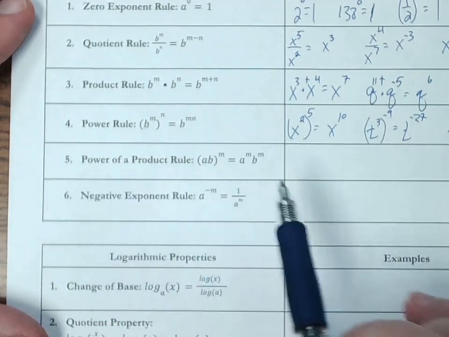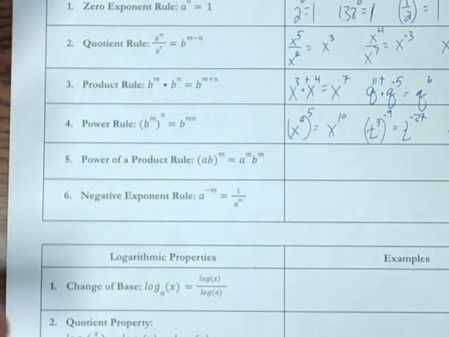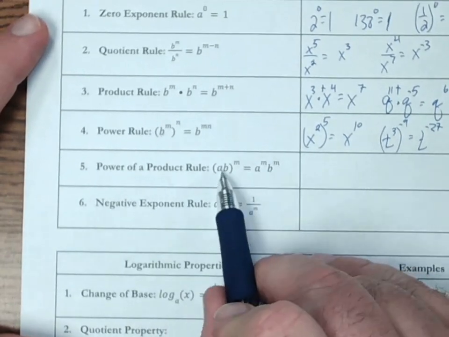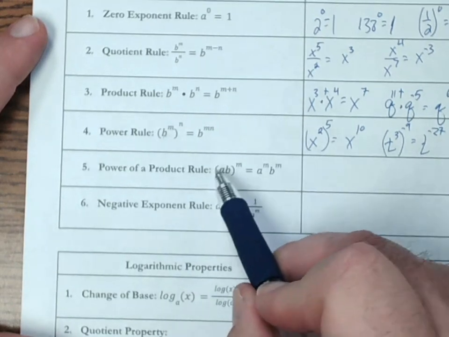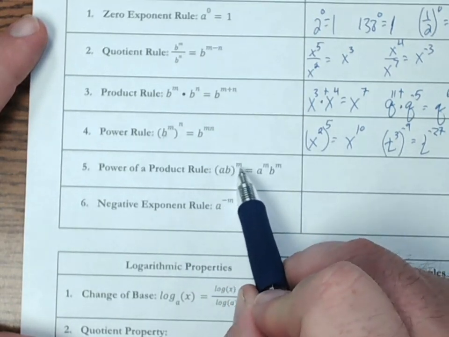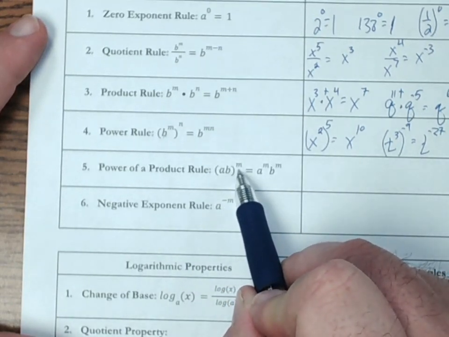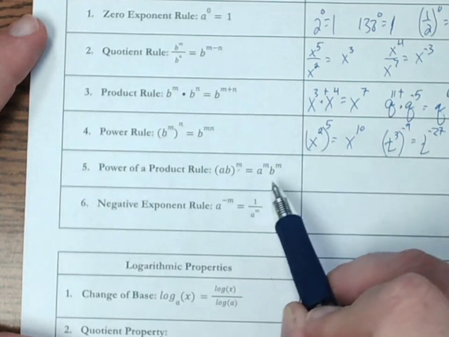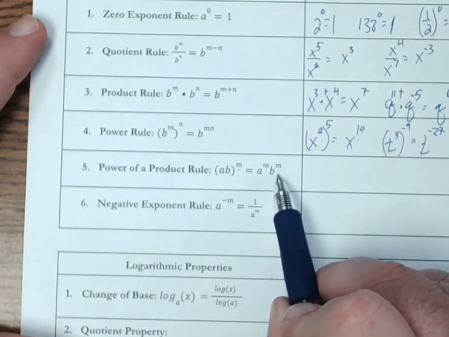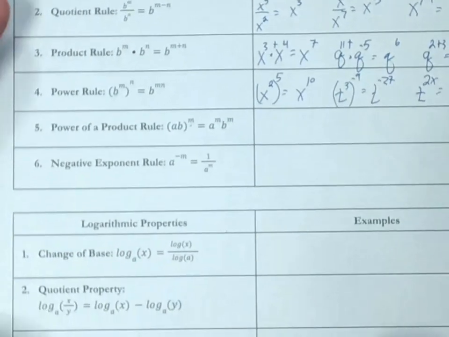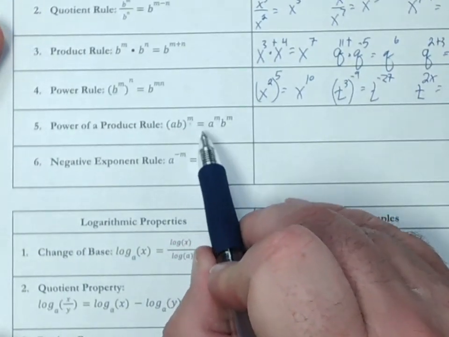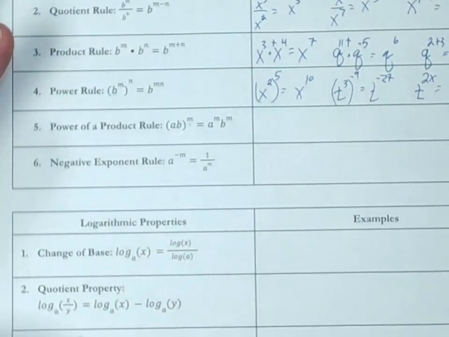Number 5 is called the power over product rule. This is when you've got one exponent that applies to a bunch of things. So see here how the a and the b are both inside the parentheses. All of this inside the parentheses is being raised to the mth power. So what you can do is simply raise each one separately. I like to think of this as distributing, because basically I just gave everything in the parentheses its own exponent, right?